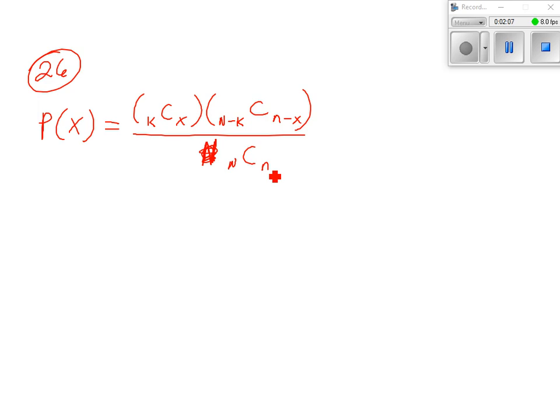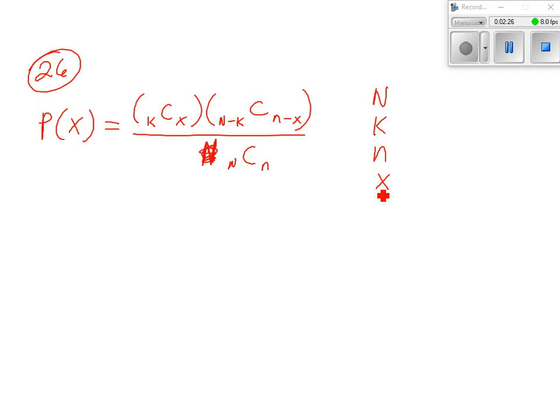So what we need to do first on this is read what it says there, and we're going to find all these things. We're going to find big N, we're going to find K, we're going to find little n, we're going to find x. I think that's all we need, isn't it?